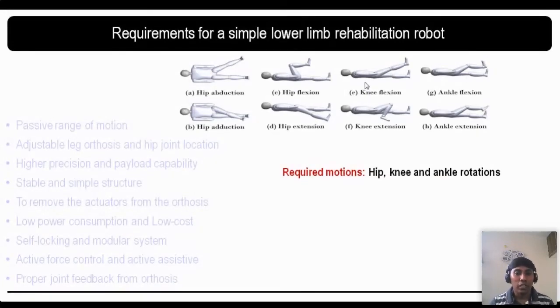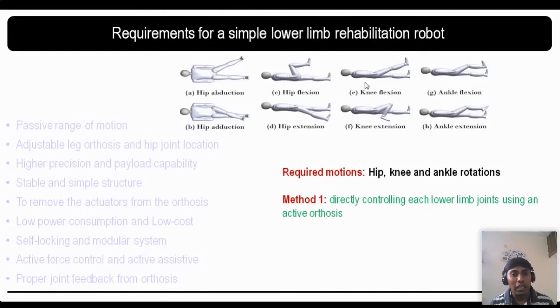Now this can be achieved in several ways. One simple way is to connect a motor individually to each joint. That is what we call an active orthosis. That is not really encouraged by patients, because I also did a survey in Switzerland when we launched one of the commercial products. The patients are not ready to accept a bulky system where the actuator is attached to the orthosis.